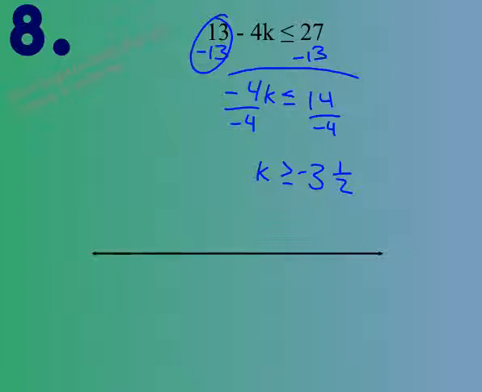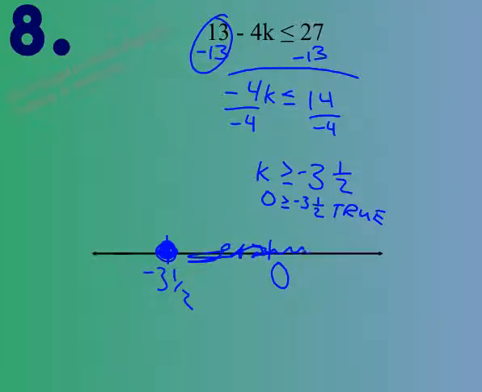So I would go to 0. I would find negative 3.5. To help me know, is 0 greater than negative 3.5? True. So then what I do is I fill in this circle because it includes 3.5, because it says greater than or equal to, and then I shade this way. And that's the best way to do that.